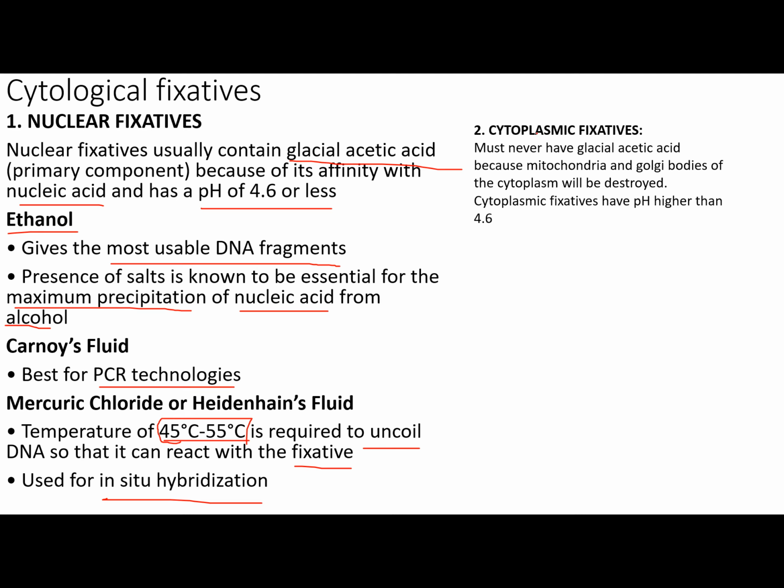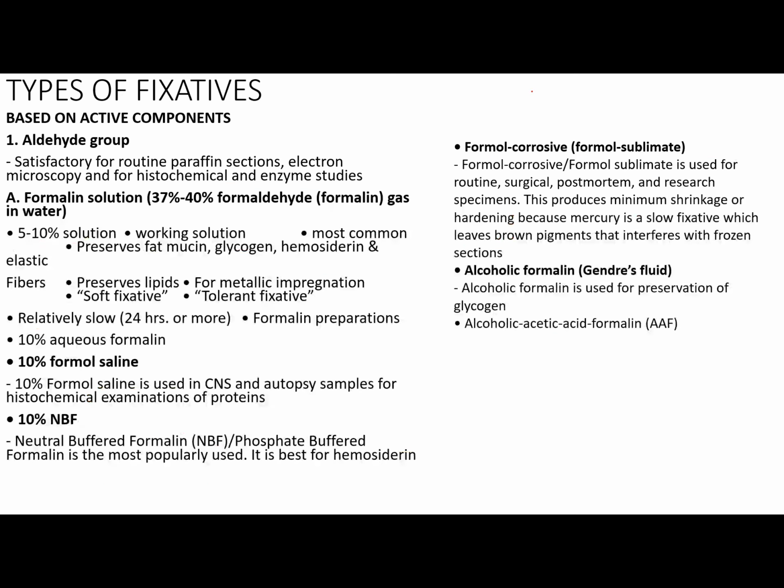And the second one is your cytoplasmic fixative. It must never have glacial acetic acid. Ang reason class, because glacial acetic acid would destroy the mitochondria and Golgi bodies. So, ang glacial acetic acid, pang nuclear fixative lang siya. Hindi siya pwede pang cytoplasmic kasi sinisira niya yung mitochondria and Golgi bodies. Then their pH should be higher than 4.6. Now we're done with the first group. Now let's go to the based on active group.